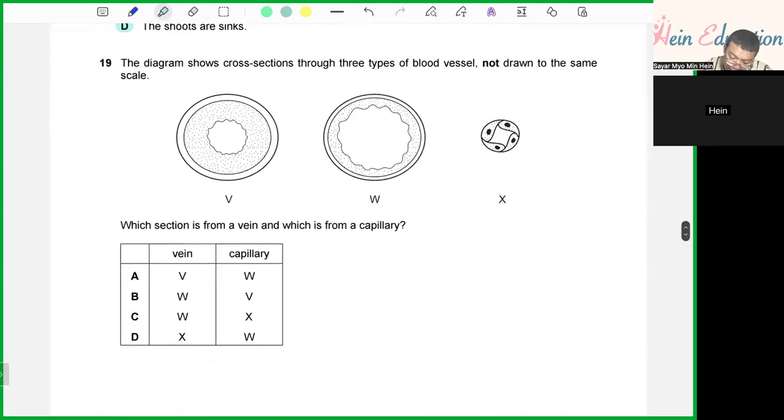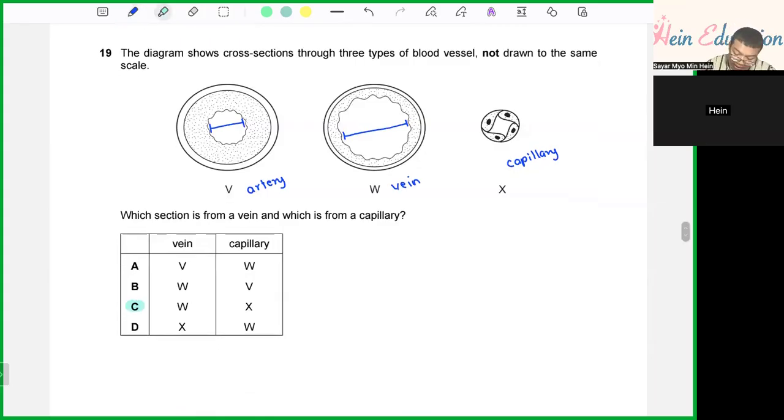18 is D. And number 19, as we can see from the diagram, they give you three types of blood vessels, and you need to choose the correct one for veins and capillary. So diagram V is the artery because it has a narrower lumen. Here we have a wider lumen, which is the vein, and this is the capillary. They ask for veins and capillary, so for the vein it is W, and for capillary it is X. So the correct answer is C, right? So 19, the correct answer is C.